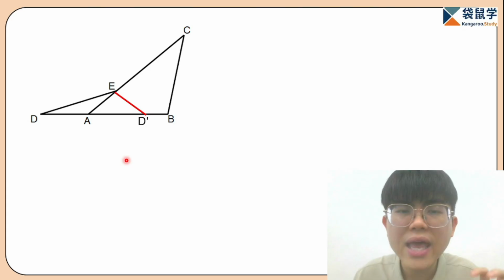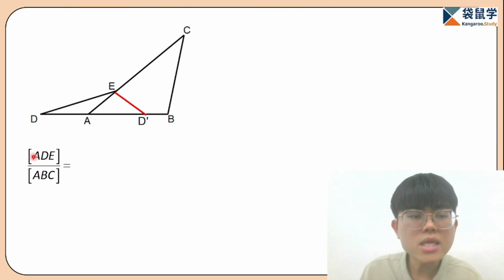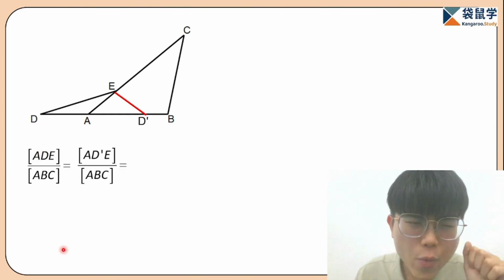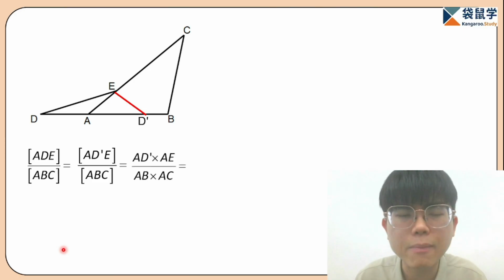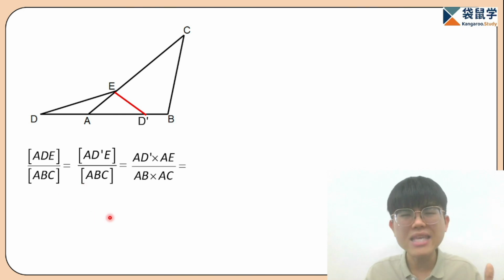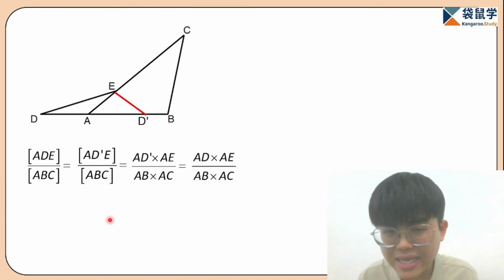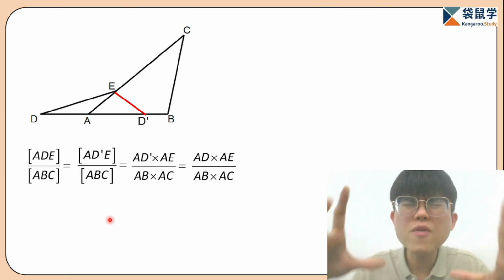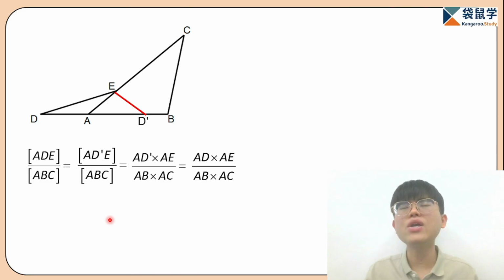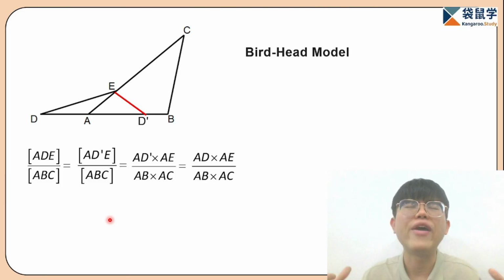So in order to find out the area ratio of ADE to ABC, now the ADE here will be identical to the AD prime E. So from here we know that it will be just AD prime times AE over AB times AC. And the length of AD and AD prime will just be the same. So we change the AD prime back to the AD. Oh everyone, so we come up with the same conclusion like what we got just now from our first example. So actually this is also the so-called bird head model. It's just another variation of it.